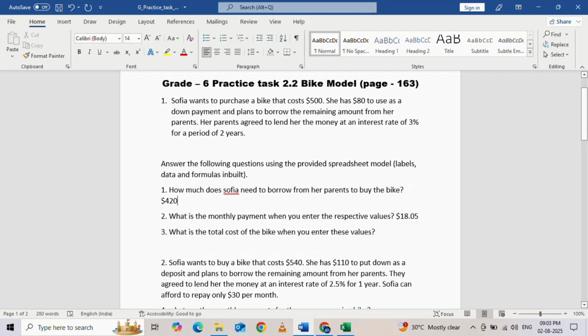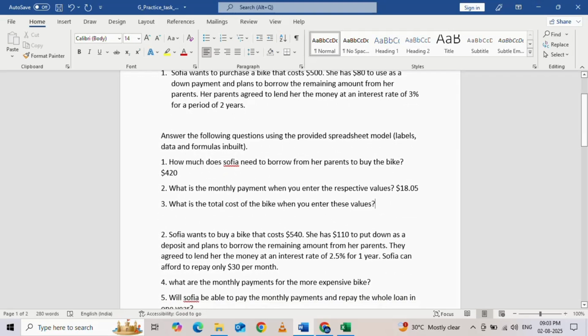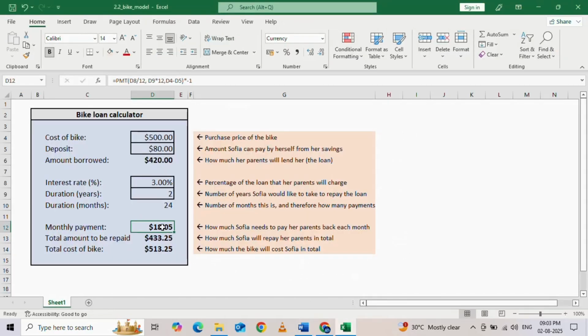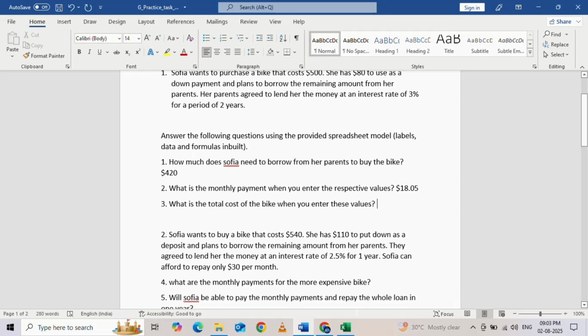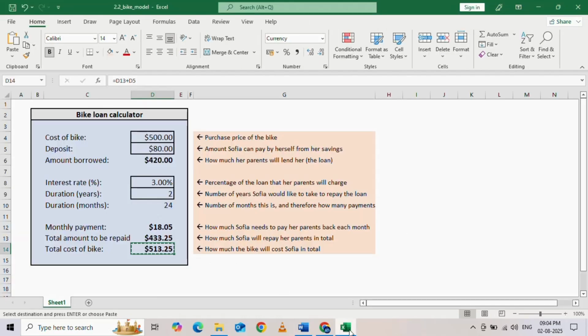Coming to the third question, what is the total cost of the bike when you enter these values? That means with respect to the interest, how much the cost of the bike has reached. Actually it is $500, but including all the interest and everything she needs to pay for the bike, it is $513.25. Then that will be the answer for our third question. Let me copy that, no need to remember. Let me copy this and paste it here.